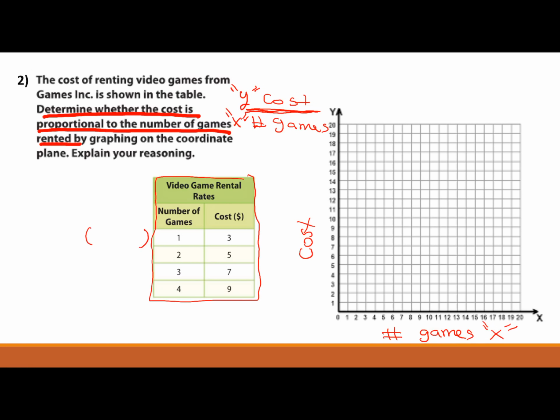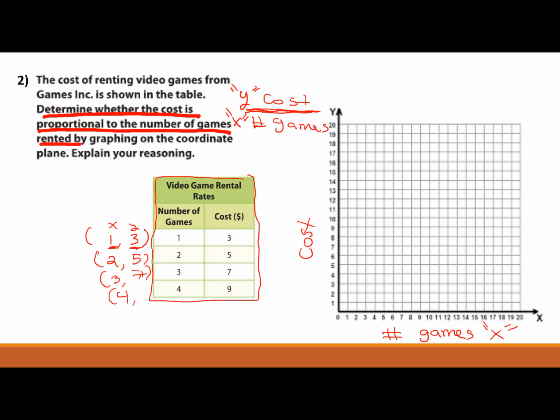Okay, so the ordered pairs, we have 1, 3. Right, x, y. So 1 represents one game, y represents the cost, so $3. So one game costs $3. 2 games cost $5. 3 games cost $7.